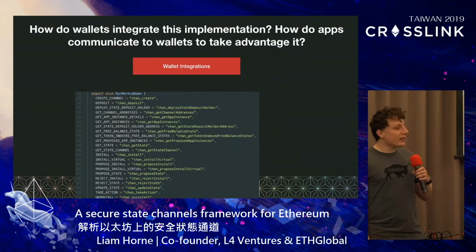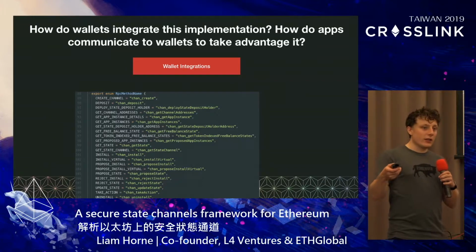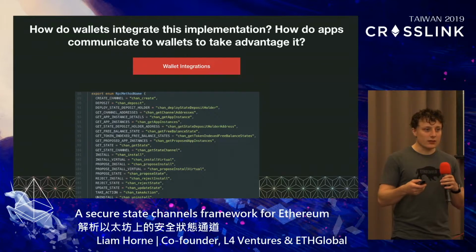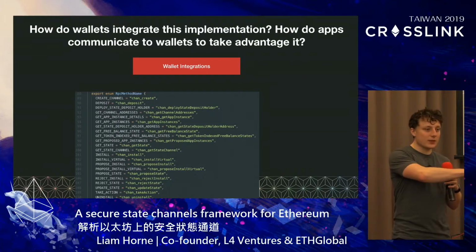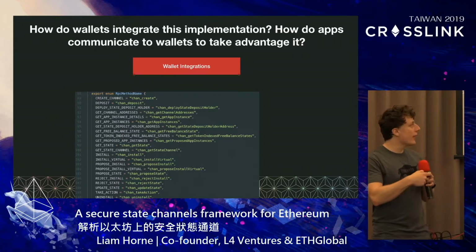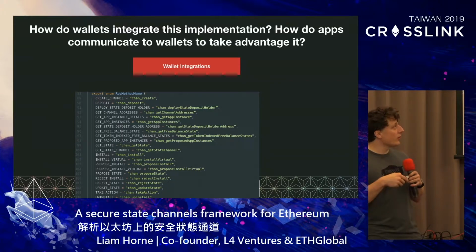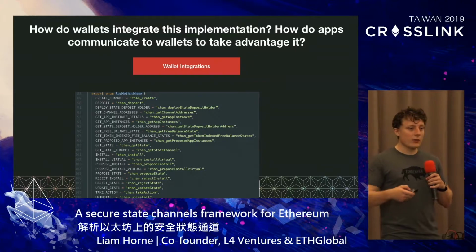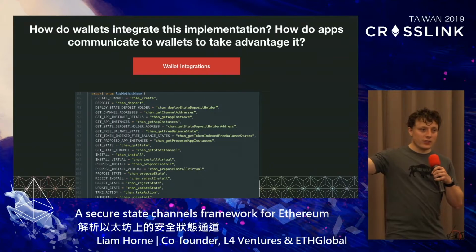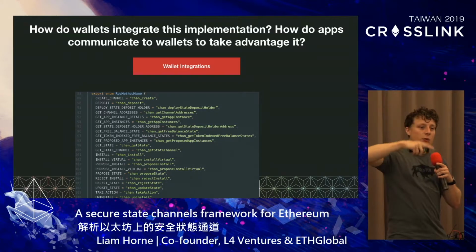And then finally, once you have some software which implements all of that, the next thing you need to think about is how do wallets, like MetaMask, actually use it in such a way that dApps can communicate to their wallets to take advantage of channels. And so there's a picture I've added which shows roughly what the API looks like as of today between an app, let's say a browser window, and a wallet, let's say MetaMask, and how they communicate to one another.